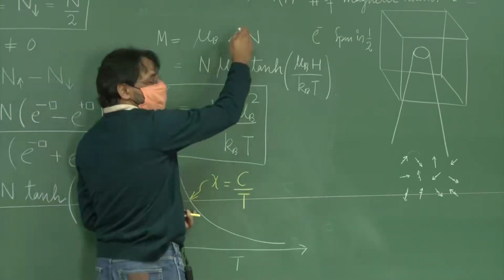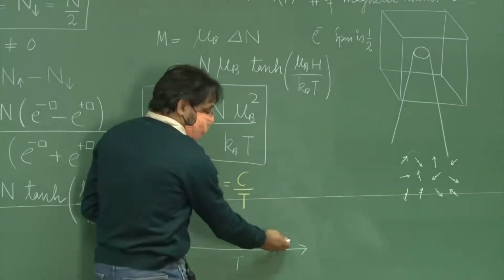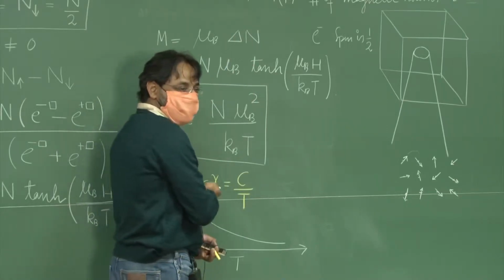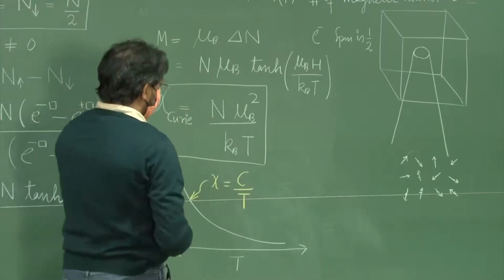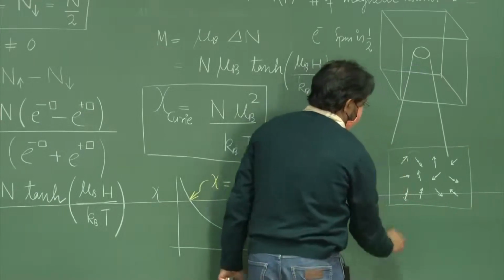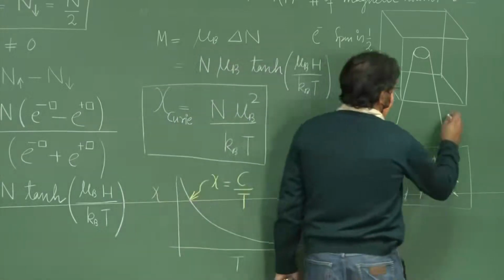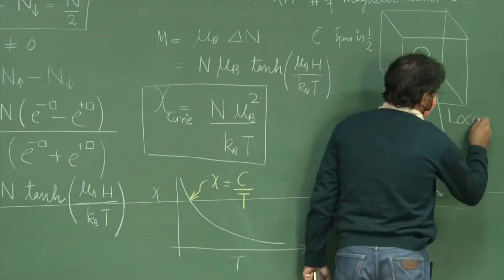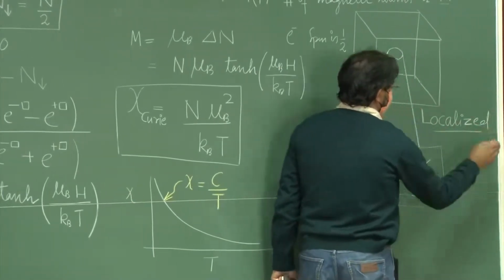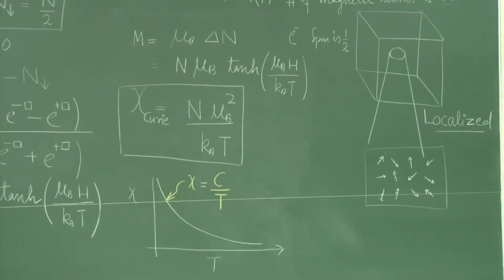Because there is a fierce competition, as I stated before, between the magnetic energy and the thermal energy. When thermal energy wins, you are here. When the magnetic energy wins, you are here, right. So this is how the susceptibility of a localized system would behave in the presence of, of course, a magnetic field. So this is the localized system, localized electrons. At each lattice site, there is a spin 1/2, which is not going anywhere, right. Now, let us come to this part of the board and see what happens here.